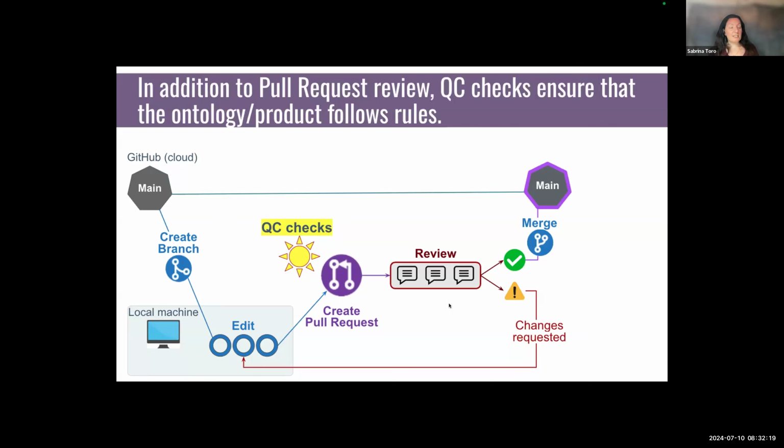So there are checks with creating the branch, checks with the review, but we also have a lot of QC checks that happen every time somebody creates a PR. Those QC checks make sure that your ontology is correct, that there's no illogical axiom, and that everything really does make sense.